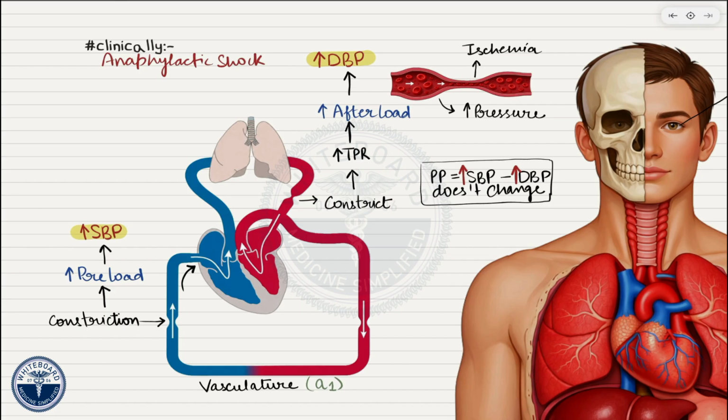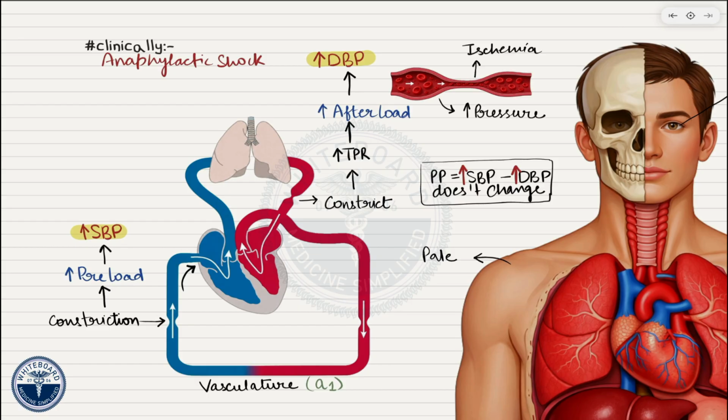Since arterioles and veins are present throughout the body, alpha-1 receptor activation can also alter blood flow to various organs. For example, in the skin, alpha-1 mediated vasoconstriction reduces blood flow, making the skin appear pale during sympathetic activation. Similarly, in the gastrointestinal tract, vasoconstriction decreases blood flow because digestion is not a priority during a fight or flight response.